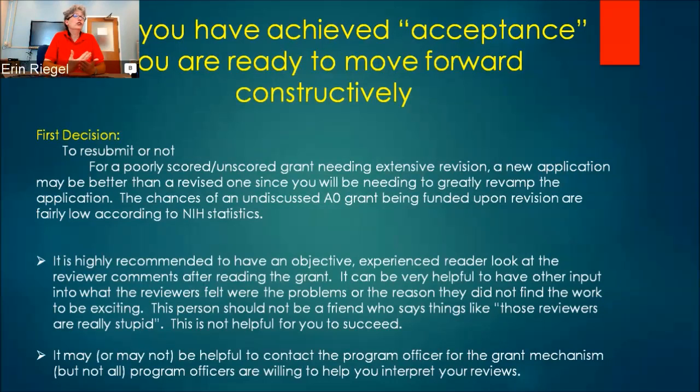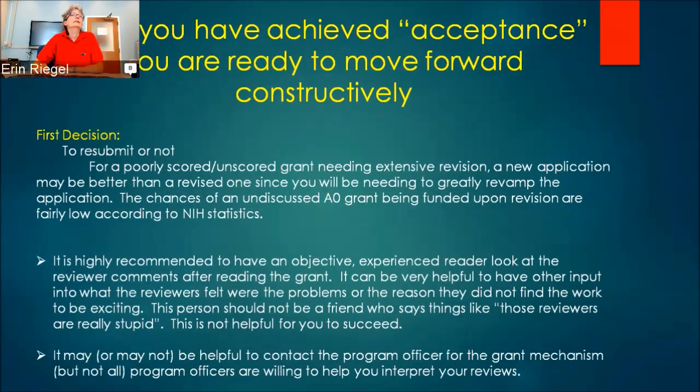But I would encourage you to contact the program officer if you can't figure this out, and they will give you their best guess. And they will tell you it's their best guess. But if your program officer becomes one of the unhelpful ones, it is what it is. You just have to go look for that advice from people in the field who are not on the study section. And I can't emphasize that enough, not on the study section.